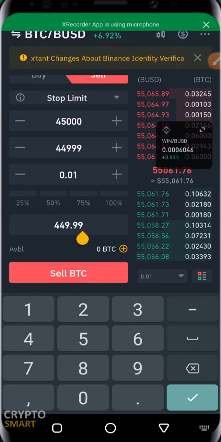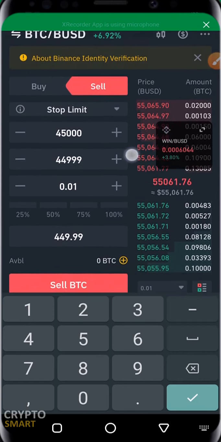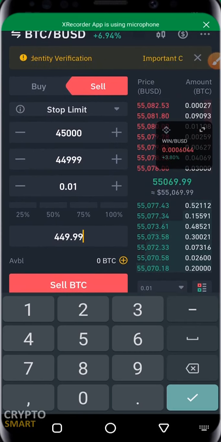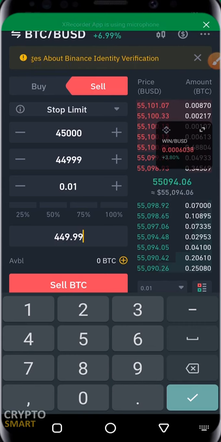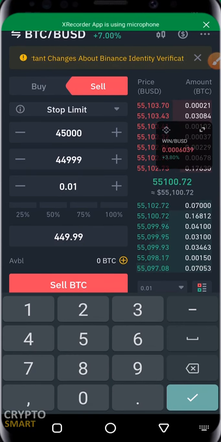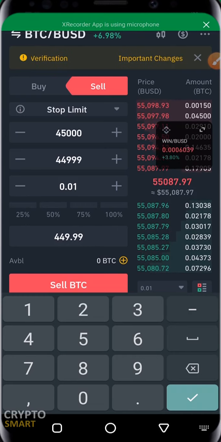Now, from this setup here, what this means is that once the price of BTC drops to $45,000, and I'm not with my phone, I'm not with my device, I'm not with my PC, a sell order will be triggered to sell 0.01 holdings of your BTC at a price of $44,999. Are you getting the gist?